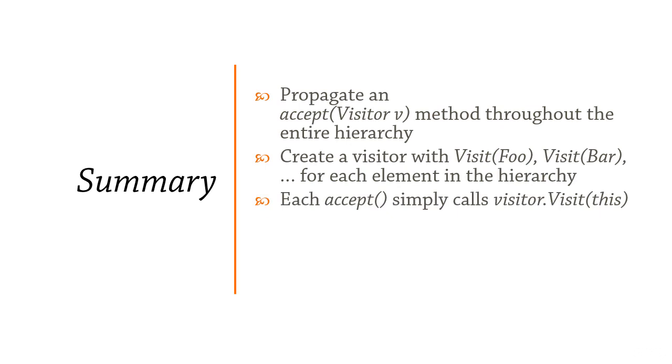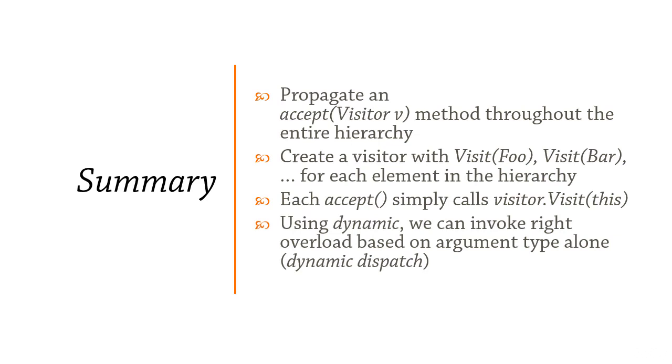And the only alternative is, of course, dynamic dispatch. So using a cast to dynamic, what we can do is we can invoke the right overload straight away based on argument type alone. And this is called dynamic dispatch. Now, dynamic dispatch is very convenient, and I've used it in real life projects. However, you have to appreciate that by casting to dynamic and searching for the overloads using this dynamic approach, you actually lose a lot of performance.